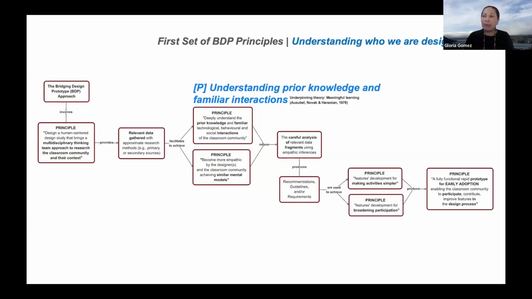The next principle is deep understanding of the prior knowledge and familiar technological, behavioral, and social interactions of the community. You achieve this principle through relevant data gathered as part of the human-centered design study and later during the careful analysis of data fragments.